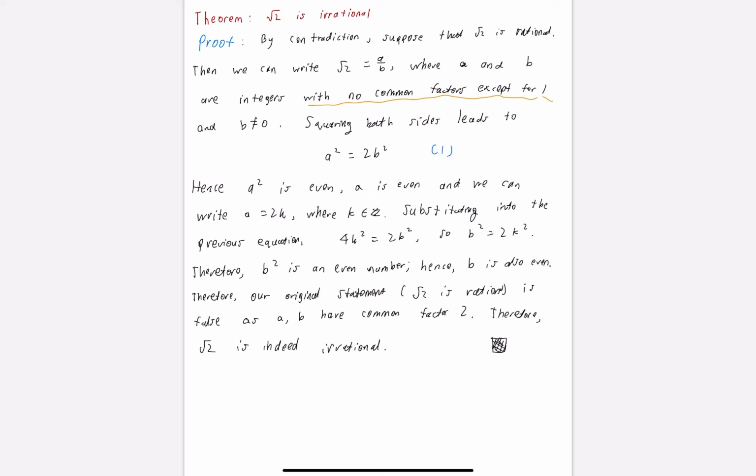So we've shown that a and b are both even. Therefore, a and b must have a common factor of 2. That is a contradiction, as we assumed that a and b have no common factors except for 1. So therefore, the square root of 2 must in fact be irrational, as it cannot be rational.